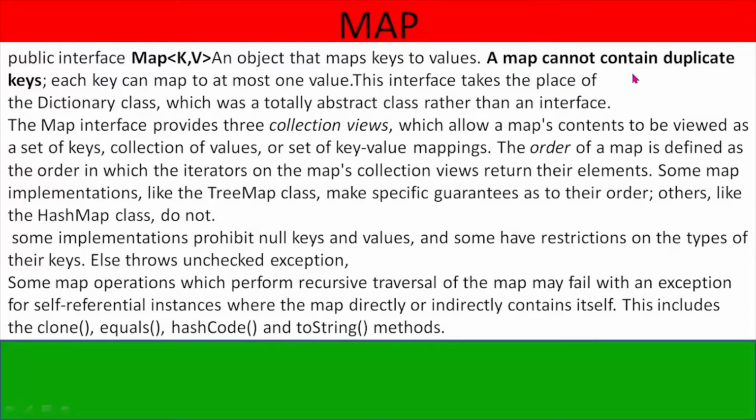A map cannot contain duplicate keys. So the key is unique. Each key can map to at most one value. This interface takes the place of the Dictionary class, which was a totally abstract class rather than an interface. The Map interface provides three collection views. This is important, you need to memorize it.